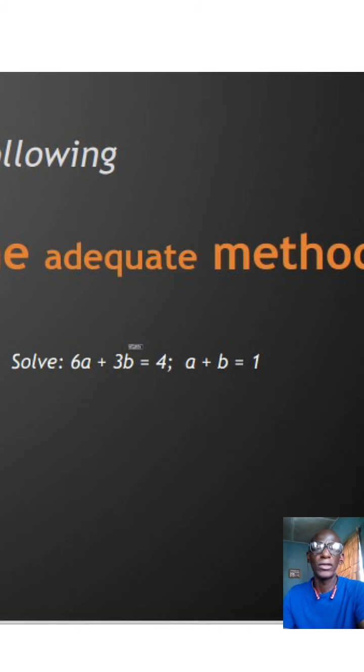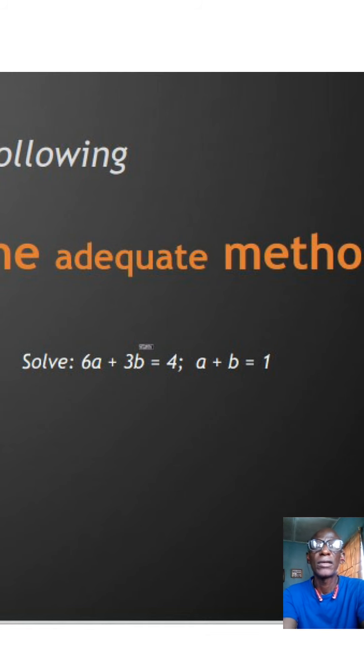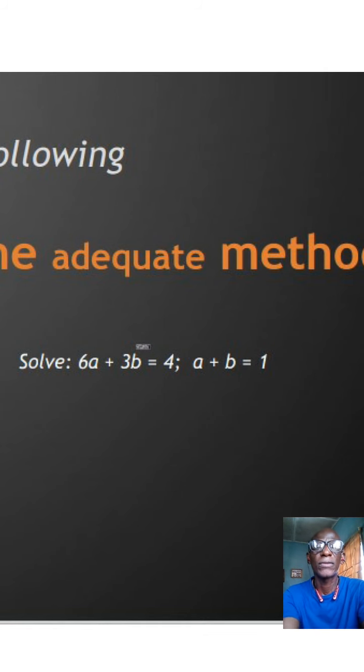I believe you still remember what a coefficient is. The coefficient is that number that is attached to the variable. In equation 1, a has a coefficient of 6, b has a coefficient of 3. So if I write in terms of a to form my equation 3, that will be a is equal to 1 minus b.